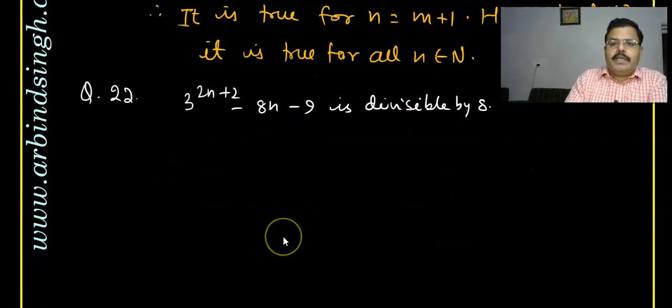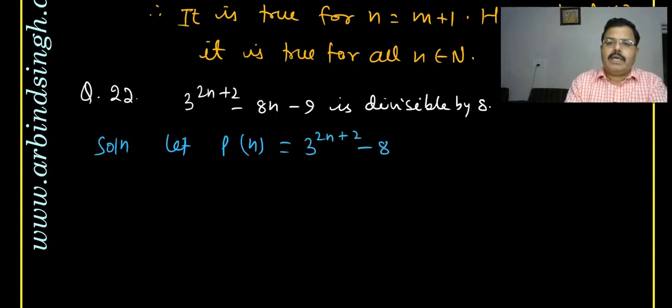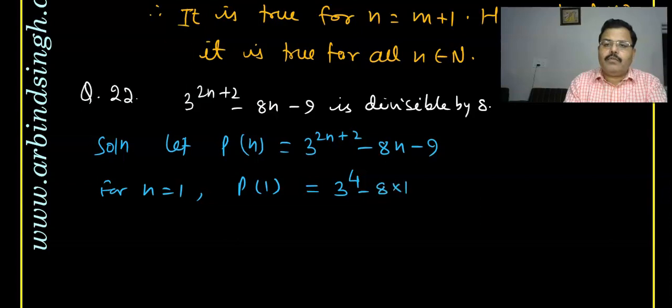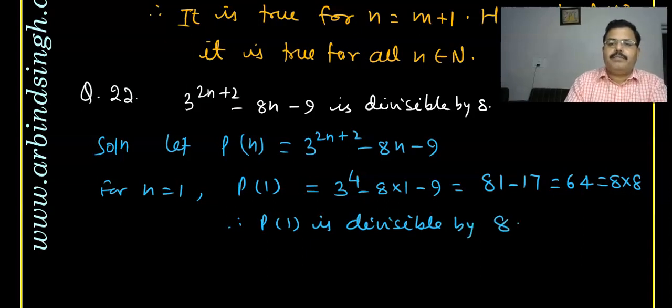Okay, next, there is question number 22: 3 to the power 2n plus 2 minus 8n minus 9 is divisible by 8. We can write it like, let Pn is equal to 3 to the power 2n plus 2 minus 8n minus 9. So for n is equal to 1, P1 is equal to 3 to the power 2 into 1 plus 2, that is 3 to the power 4, minus 8 into 1 minus 9. That is 81 minus 17, which is 64. So 64 is divisible by 8 into 8. So therefore P1 is divisible by 8 and hence P1 is true.